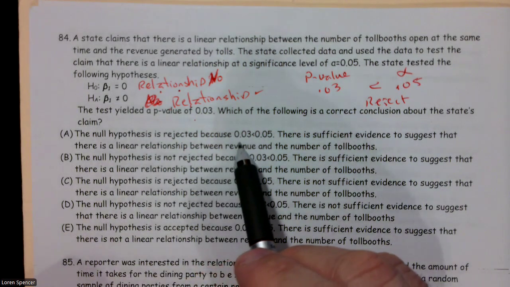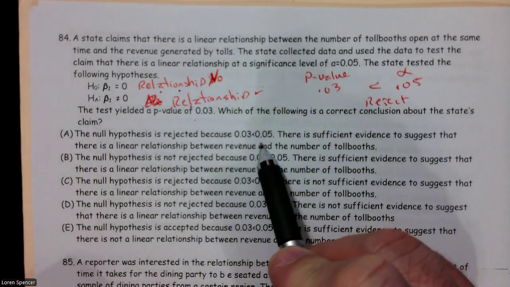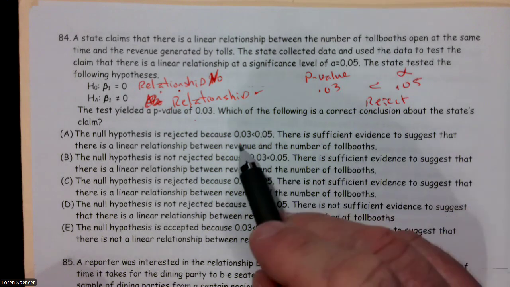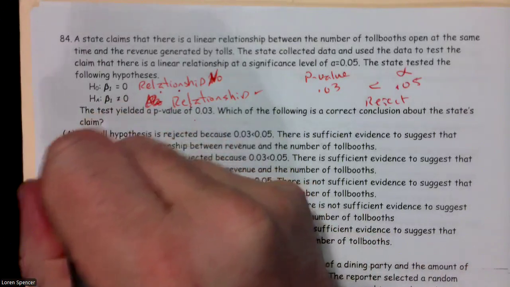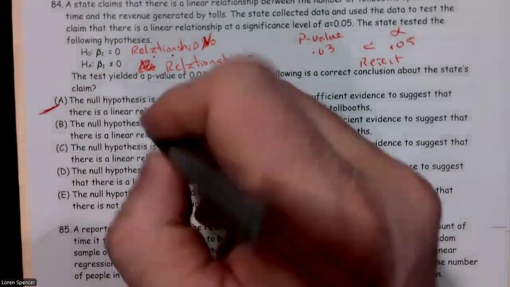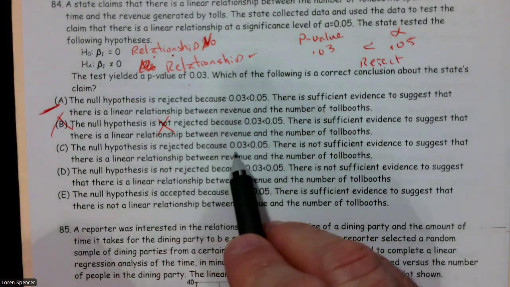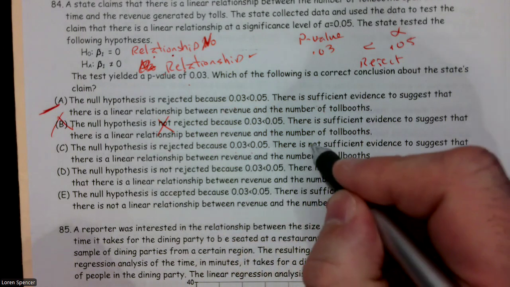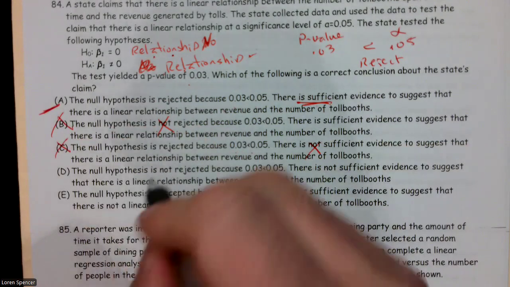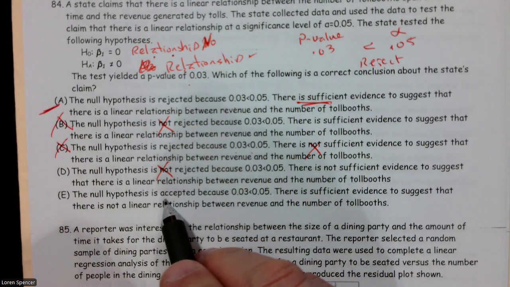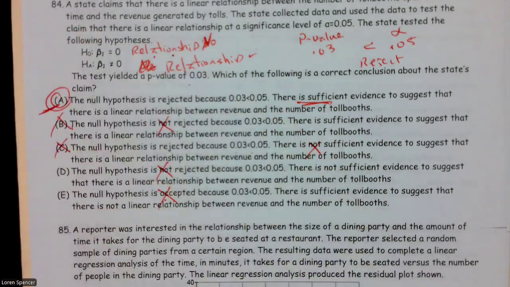The null hypothesis is rejected because 0.03 is less than 0.05. Liking that so far. There's plenty of evidence to suggest that there is a linear relationship between revenue and the number of toll booths. That sounds really good. The null hypothesis is not rejected. That's wrong because we rejected it. The null hypothesis is accepted. We never accept a null. So our best answer to 84 is A.